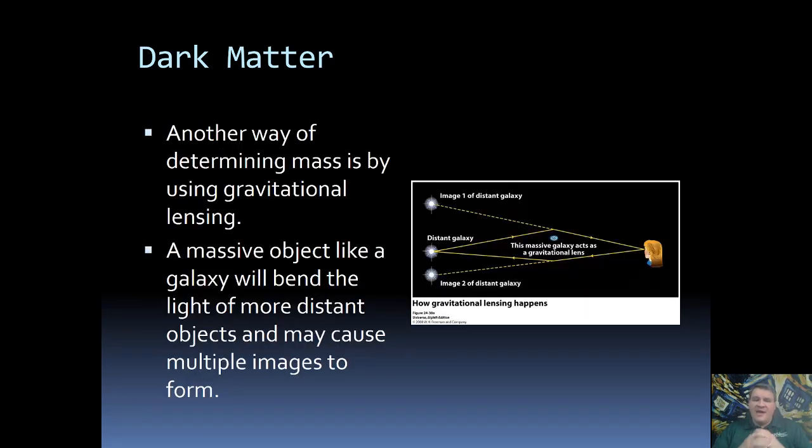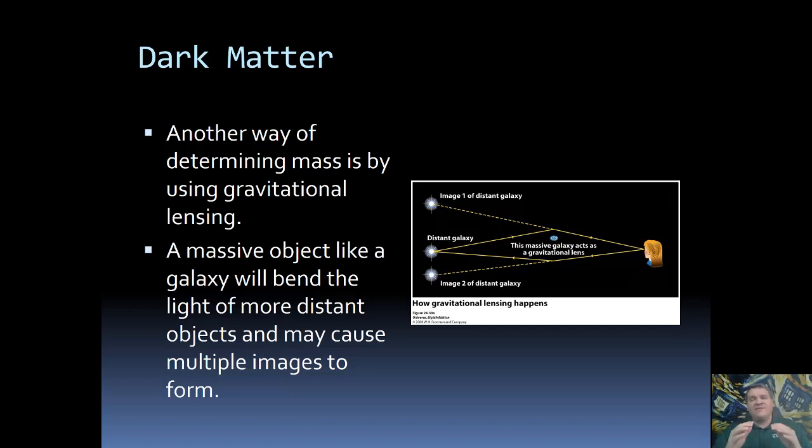So that was one way we have of determining the mass of a galaxy, by looking at the motion of the stuff in the galaxy, the velocity. Now there's another way we can actually figure out masses. This is through gravitational lensing. We've talked about gravitational lensing previously when we talked about black holes. So the idea actually comes from general relativity.